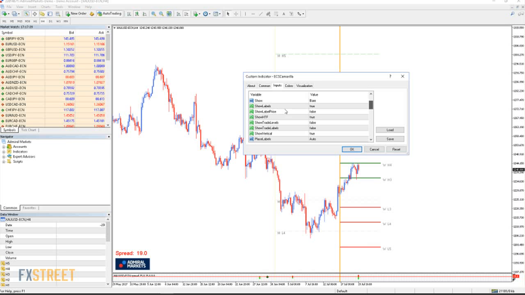So if I put this to true, you will see this on the chart immediately. We can see how the levels are exactly shown on price labels. Now, for swing trading, we use a slightly different setup.